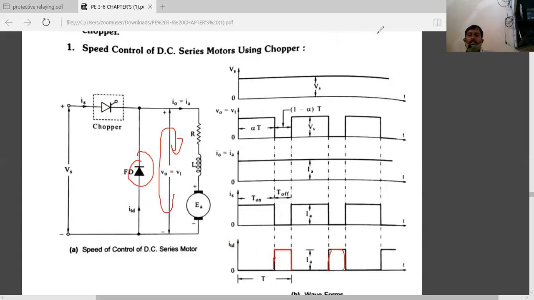So this is similar to the class A chopper or step down chopper. Step down chopper is nothing but this is similar. In place of the chopper there is a switch, the chopper switch, and in place of this one a load will be there. If you want, you can compare.